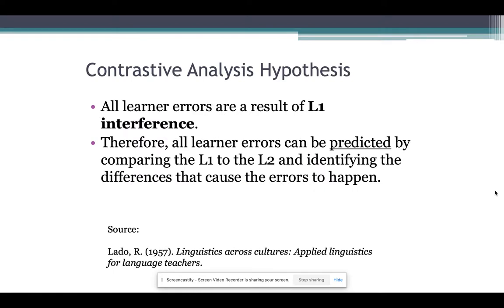This view of SLA is largely captured in Robert Lado's Contrastive Analysis Hypothesis. The Contrastive Analysis Hypothesis, or CAH, asserts that all learner errors are a result of L1 interference. Therefore, all learner errors can be predicted by comparing the L1 to the L2 and identifying the differences that will cause the errors to happen.